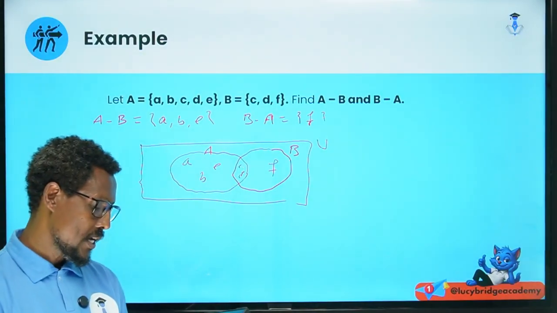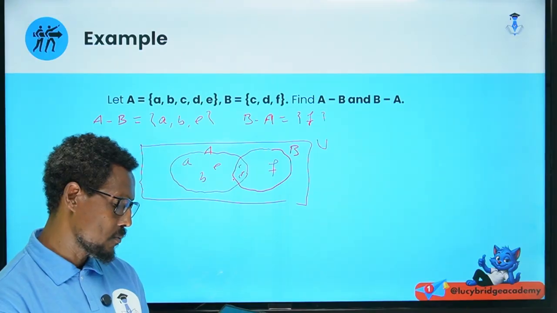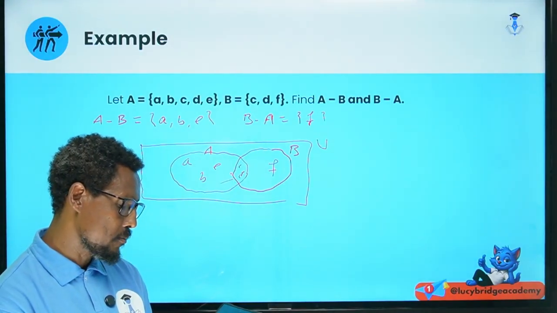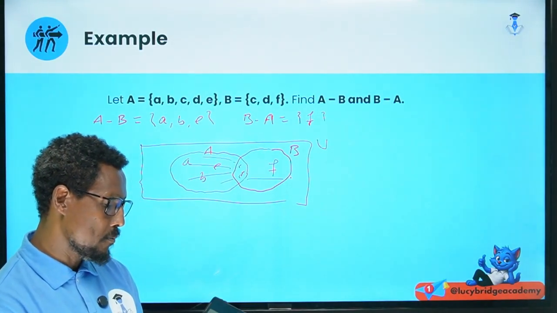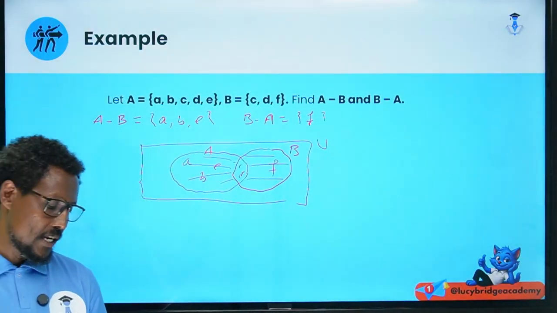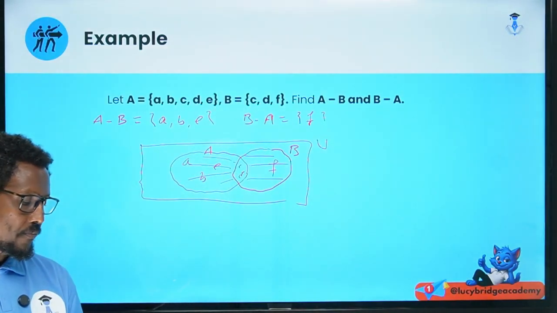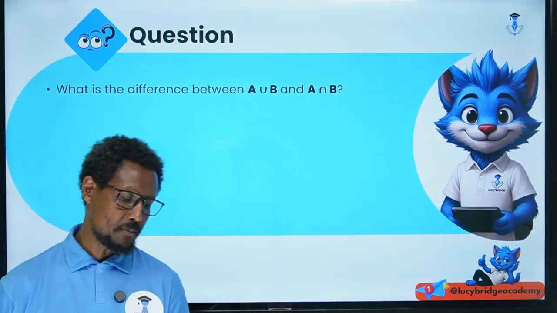Look, this region, as I have told you before, is A without B. And this one is B without A. Therefore, in B without A, there is only F, and in A without B, there are elements A, B, and E.